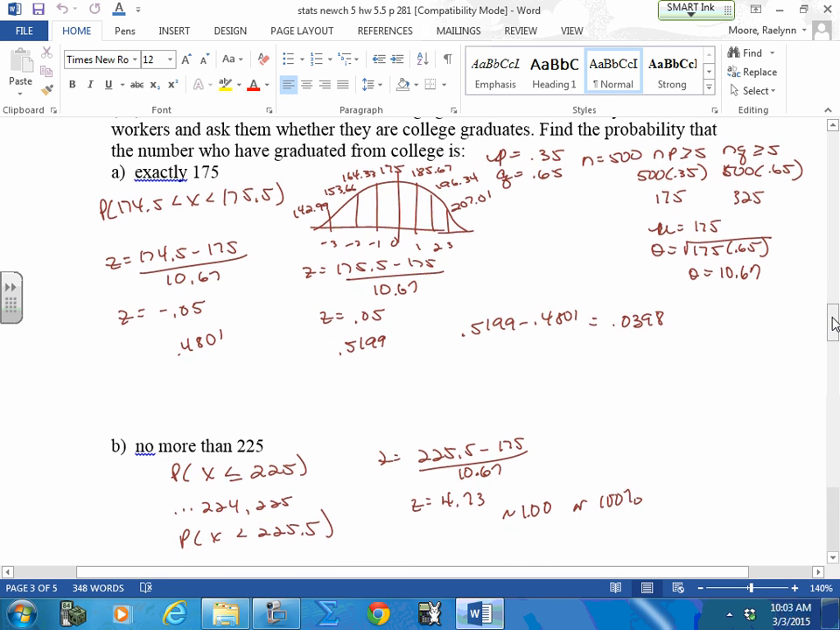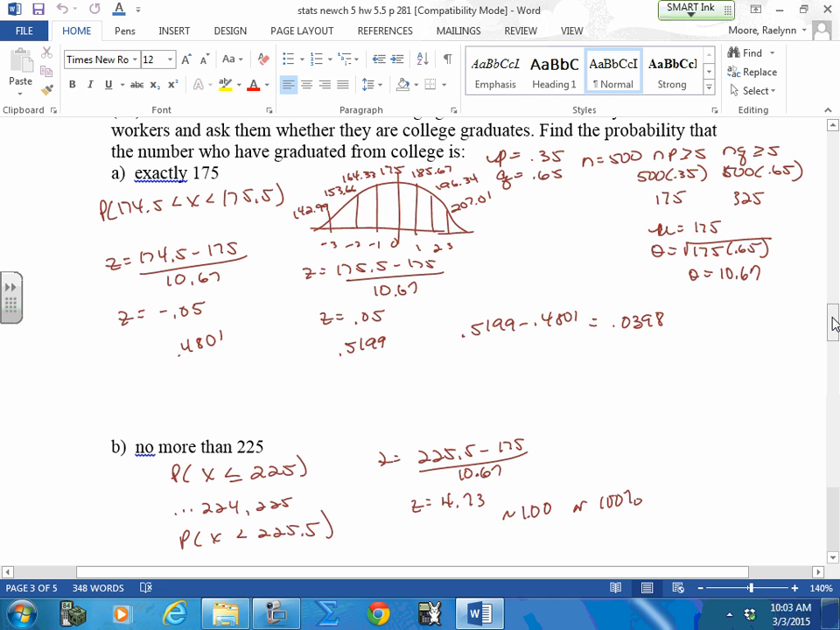Okay, I have no more than. This was a different one, the way they said it. No more than 225. That means, can I have more than 225? No, no more than 225. So you have to have 225 or less. So 225 is way up here somewhere, isn't it? All the way off my chart. So to the left, how much area of my curve should I have? About 100%.